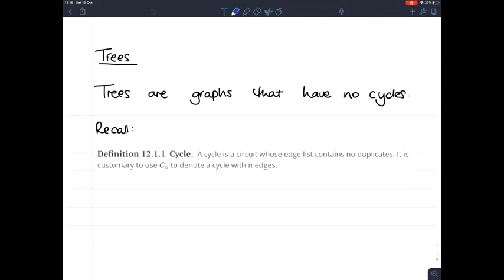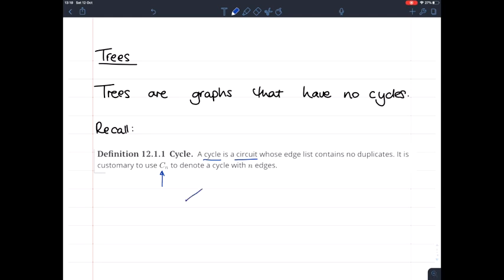So now we're going to take a little time to look at a specific kind of graph called a tree. And trees are simply graphs that have no cycles. Just to remind you, we know that a cycle is a circuit whose edge list contains no duplicates. And generally speaking, we're going to use C sub n to denote a cycle with n edges.